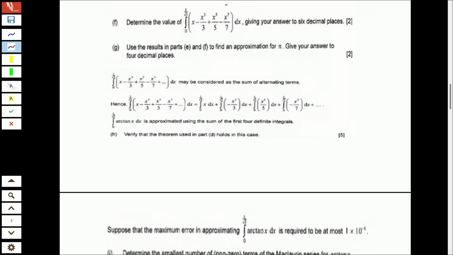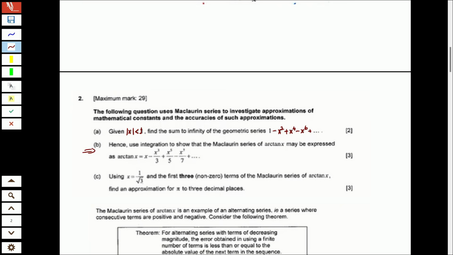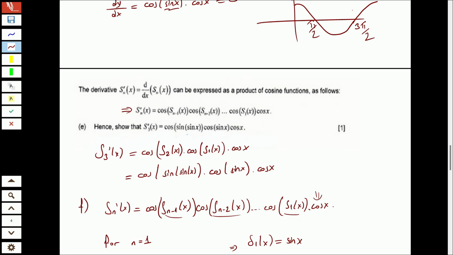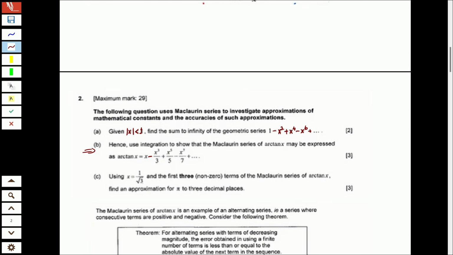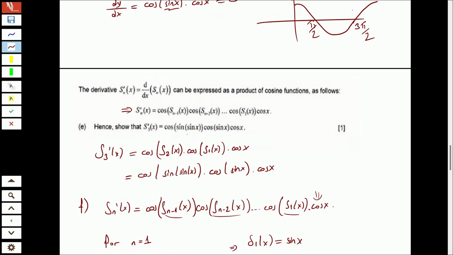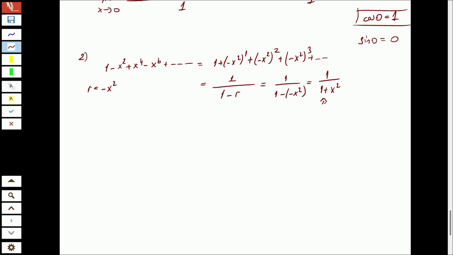At the next question, use integration to show that the Maclaurin series of arctangent x may be expressed as arctangent x equals this expression. Okay, when you look at these terms, x minus x to the power of 3 divided by 3 plus x to the power of 5 divided by 5, you can notice that this is the integral of the terms that we wrote in the previous question, right? In this case, we will look for the integration of these terms.